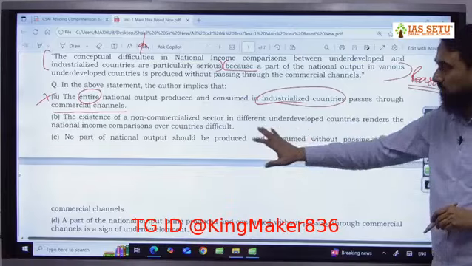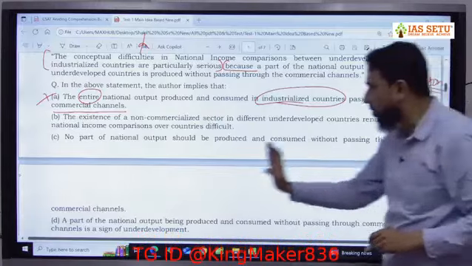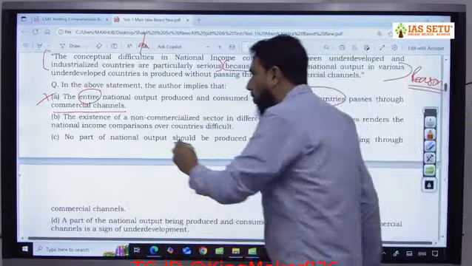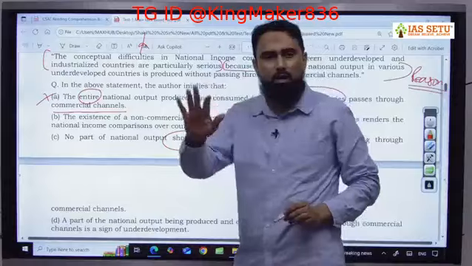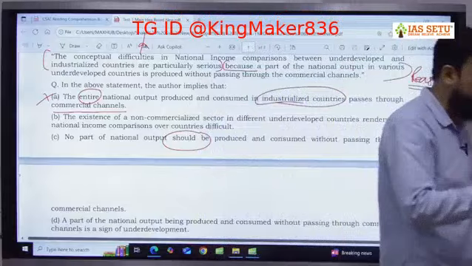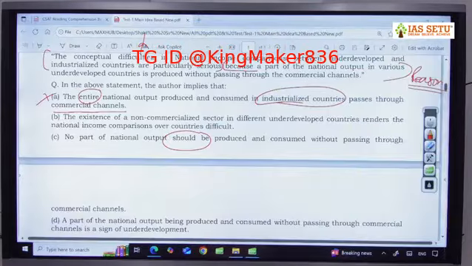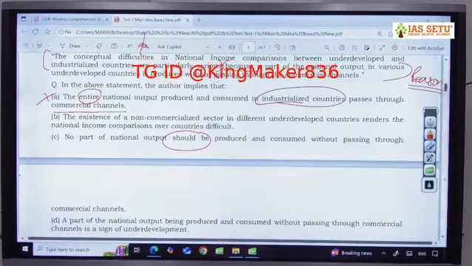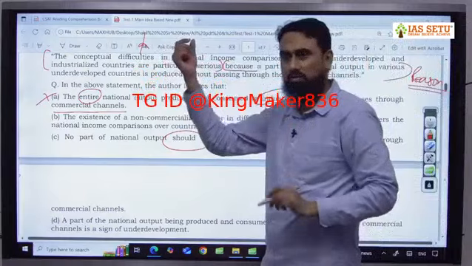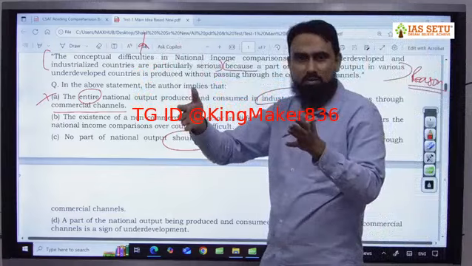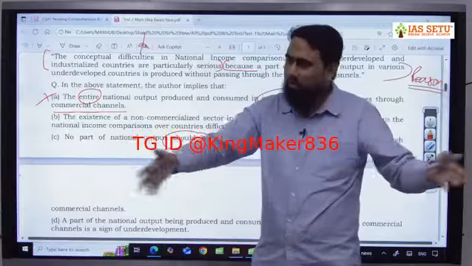B looks good, but let's go to C first. No part of national output should be produced and consumed without passing through commercial channels. No part of output should be produced and... this seems like it is giving a piece of advice. Why, who are you to give this piece of advice? The author's main point is not to give advice. The author's main point is to highlight the difficulty in the income comparison. He is not saying it should not happen or that should not happen. He is not going into that territory.